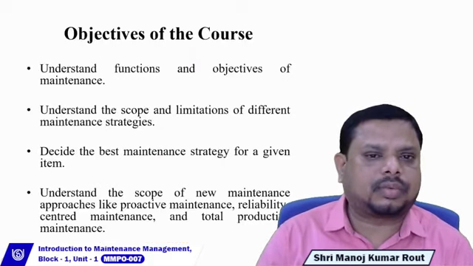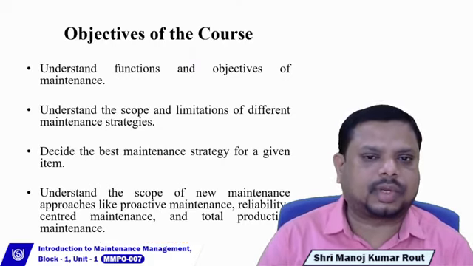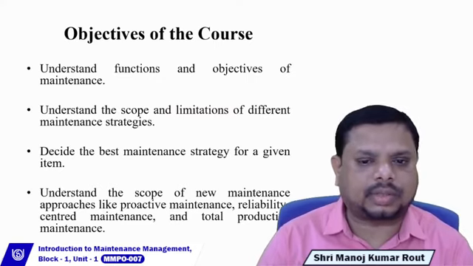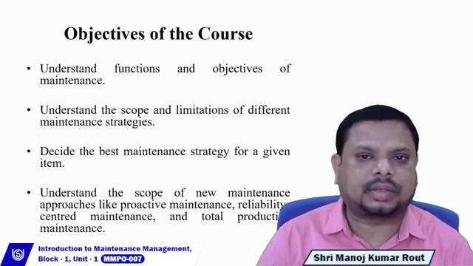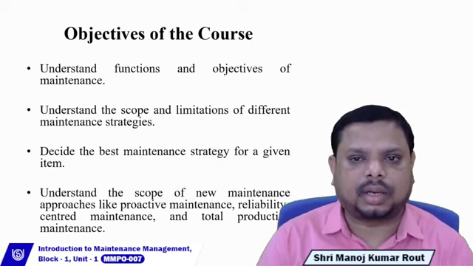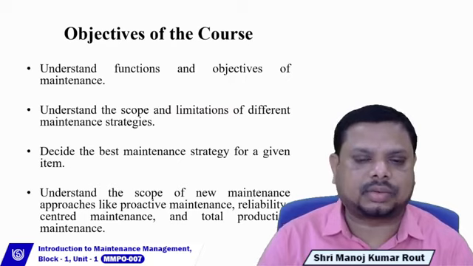So these are the objectives of the course, especially with reference to maintenance management. First, you have to understand the function of maintenance, then the objective of maintenance, understand the scope and limitation of different maintenance strategies, then decide the best maintenance strategy which is suitable for your organization, or which organization is going to implement maintenance related strategies to maximize the production efficiencies for the given items.